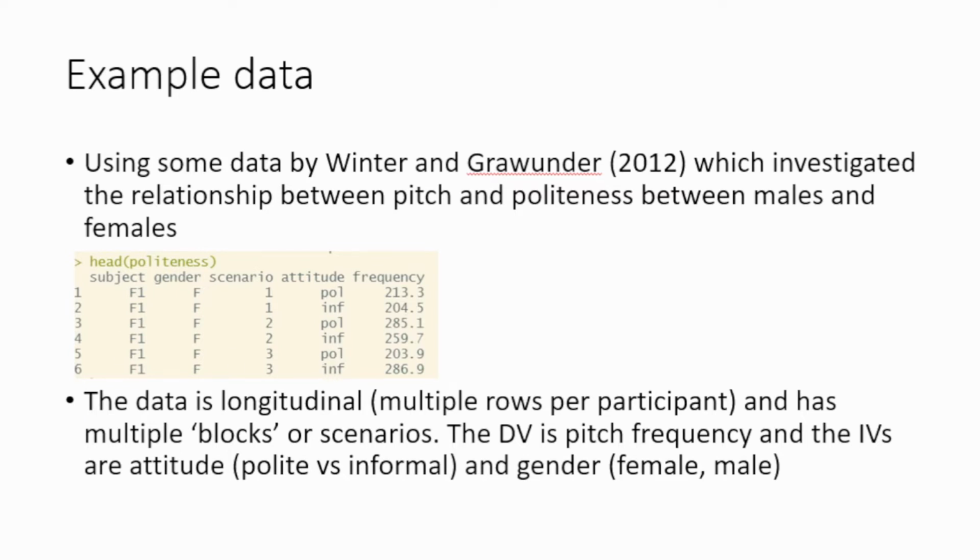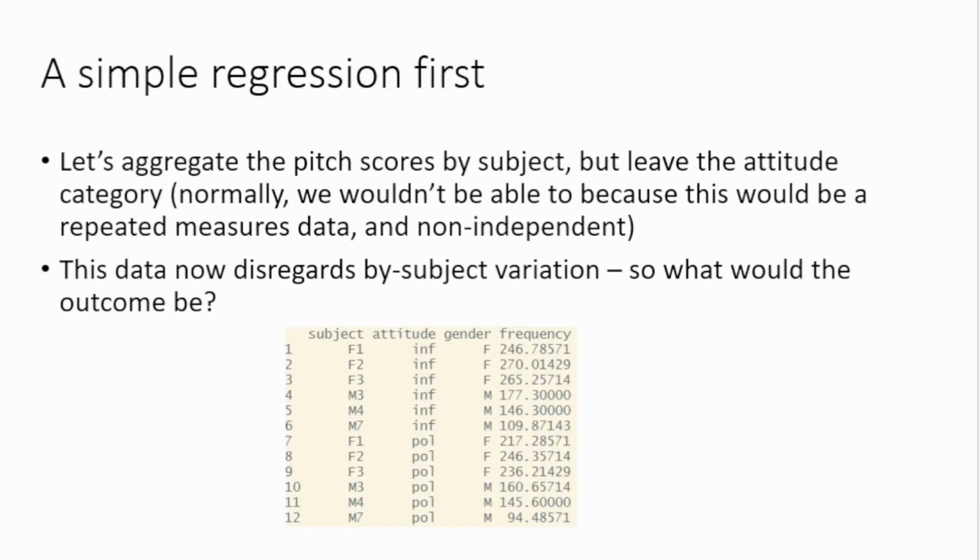So the data is longitudinal because it has multiple rows per participant and has multiple blocks or scenarios. The dependent variable is the pitch frequency, and the independent variables are attitude, polite versus informal, and gender, male and female. Okay, pretty straightforward. Okay, so let's say we wanted to just do a simple regression first, right?